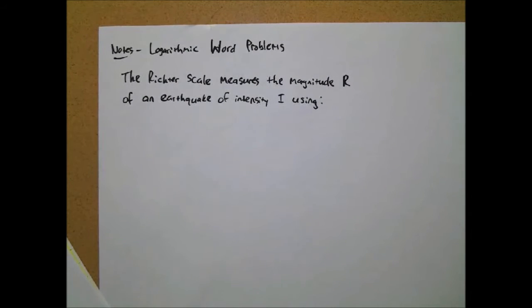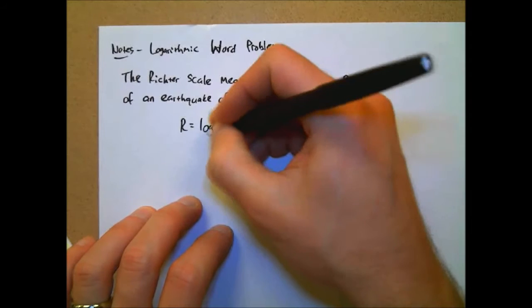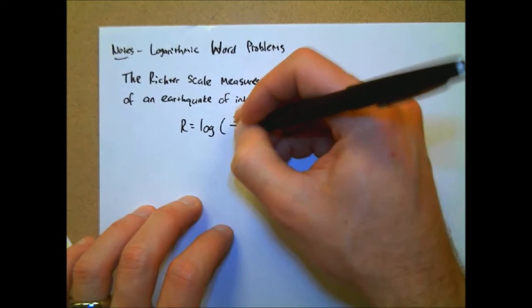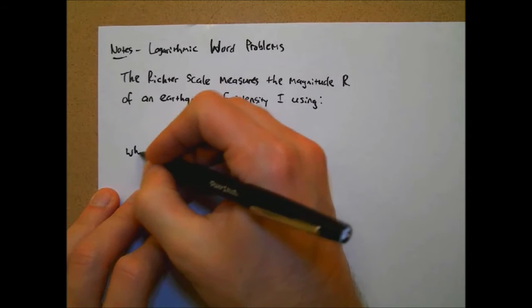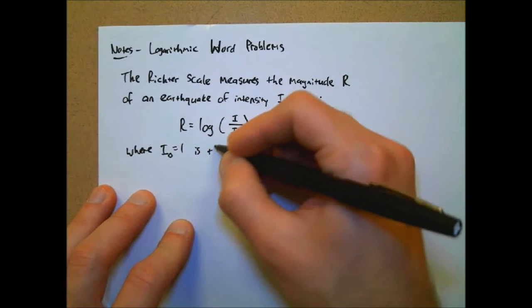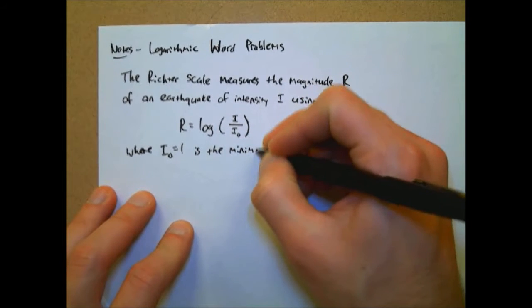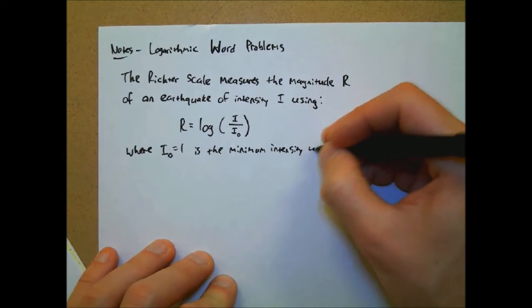All right, so talking about the Richter scale for these logarithmic word problems. The Richter scale measures the magnitude, capital R, of an earthquake of intensity, capital I, using this formula: capital R equals log of capital I over capital I sub 0, where I sub 0 equal to 1 is the minimum intensity used for comparison.